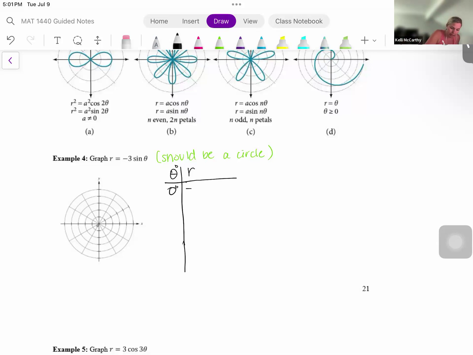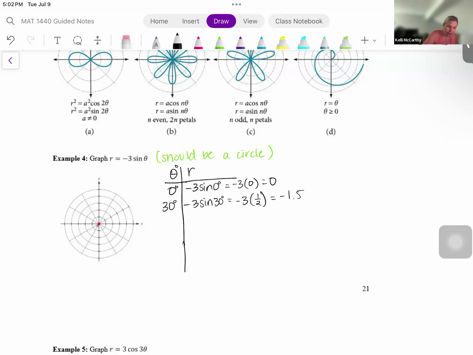So then r is equal to -3 sine of 0 degrees. Sine of 0 is 0. So at 0 degrees, we have a point of 0. So we're going to plot that point 0, 0. Then we're going to go to our next angle of 30 degrees. So this is -3 sine of 30 degrees. And sine of 30 degrees is 1/2. So this is -1.5.